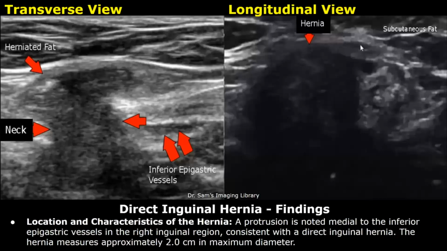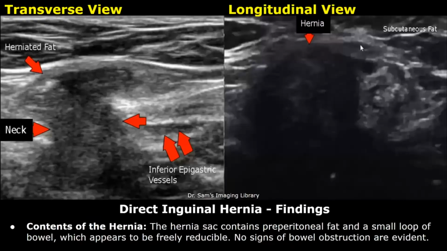These are the findings. Location and characteristics of the hernia. A protrusion is noted medial to the inferior epigastric vessels in the right inguinal region, consistent with a direct inguinal hernia. The hernia measures approximately 2 cm in maximum diameter.